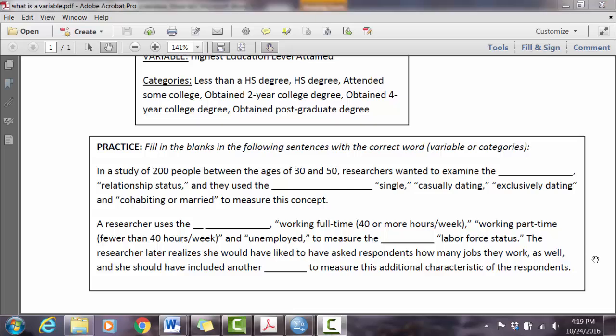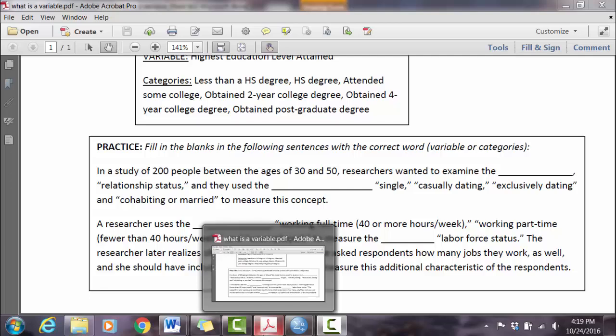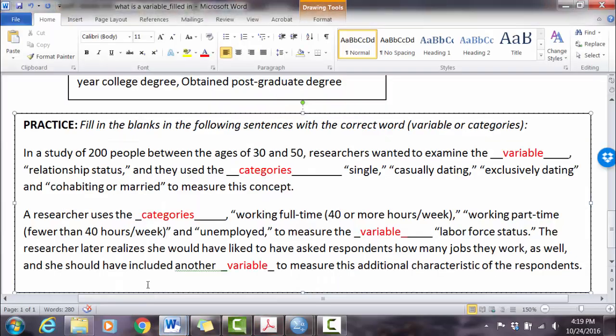Make sure that you take the time to really understand why each term was the correct one to go in each blank. Don't just quickly check and go, oh good, I got them all right. Make sure you really understand why each word was the correct one. So here they are. In a study of 200 people between the ages of 30 and 50, researchers wanted to examine the variable relationship status. So that's the overall term to describe the characteristic of the people, their relationship status.